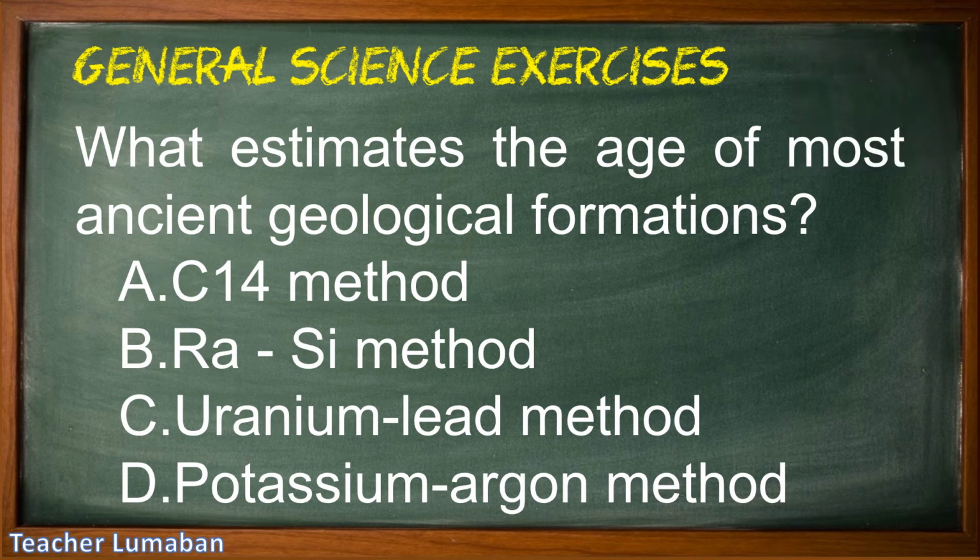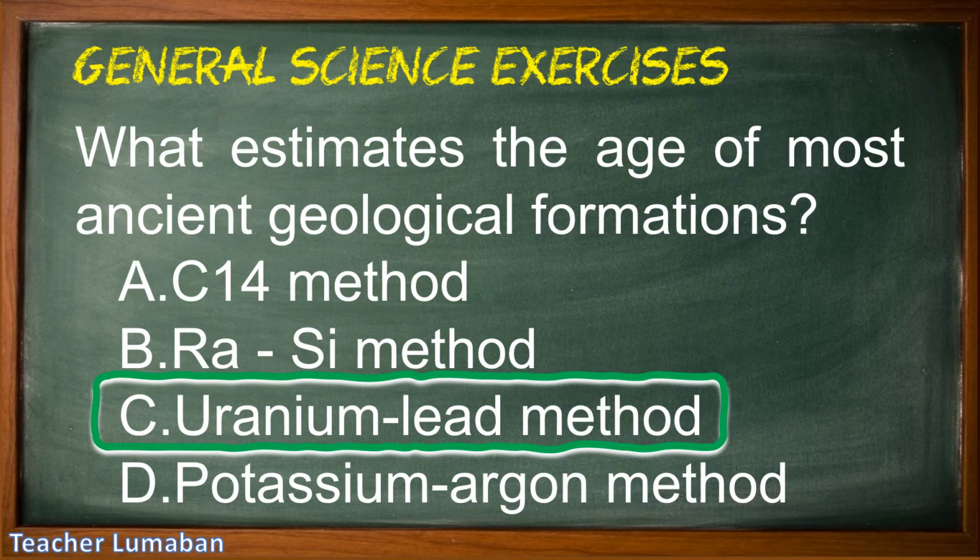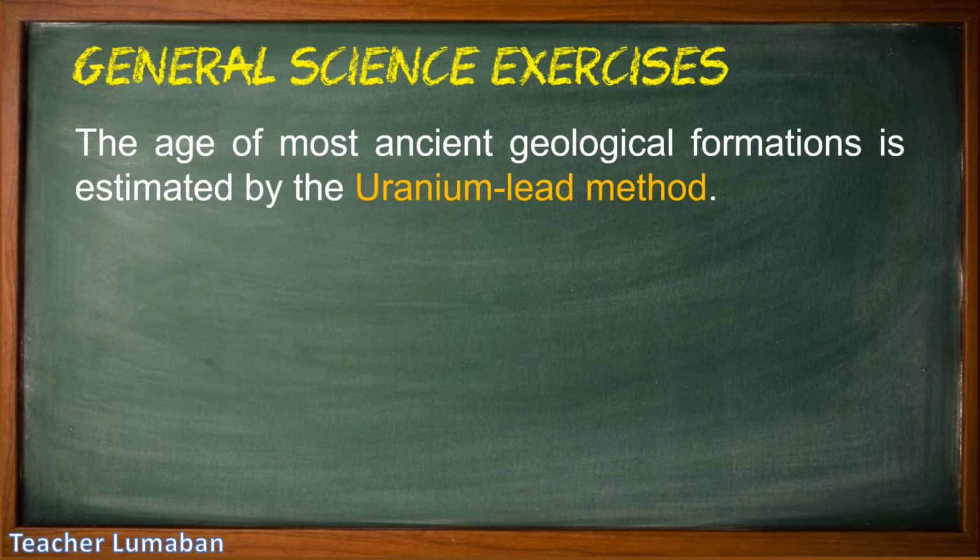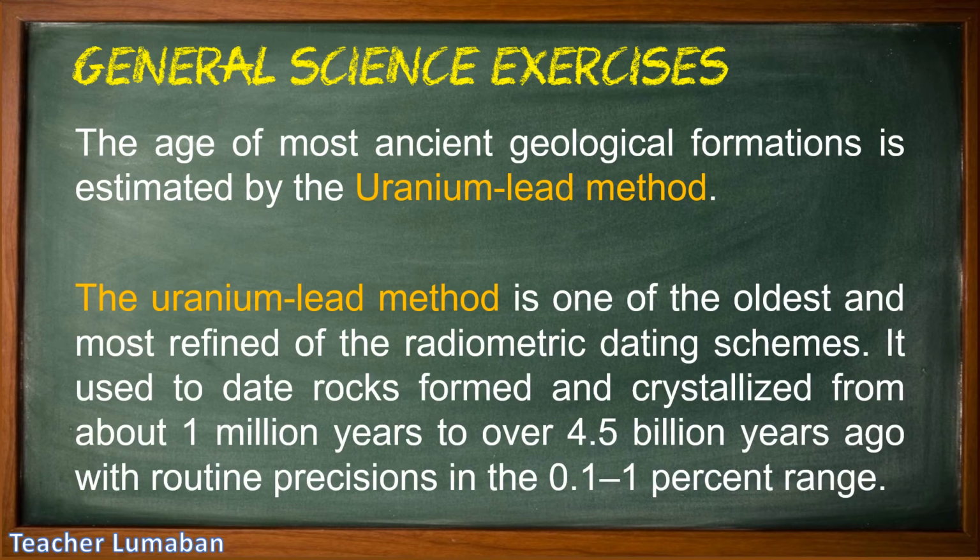The correct answer is the letter C, uranium-lead method. The age of most ancient geological formations is estimated by the uranium-lead method. The uranium-lead method is one of the oldest and most refined of the radiometric dating schemes. It is used to date rocks formed and crystallized from about 1 million years to over 4.5 billion years ago with routine precisions in the 0.1 to 1% range.